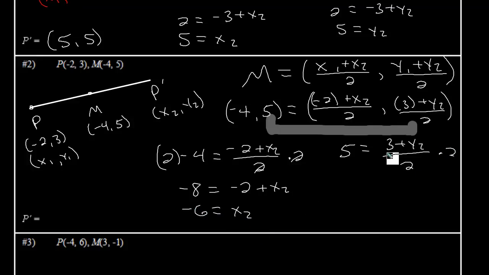On the right, if you multiply both sides by 2, 2 times 5 is 10. The 2's cancel on the right side of the equation. And to get y by itself, you subtract 3, and you get your y value of 7. Pardon me, I just wrote negative 7. It's positive 7.